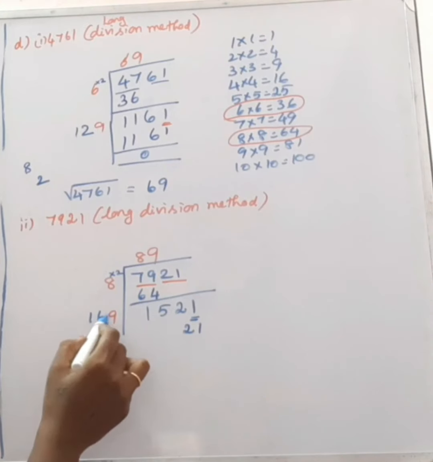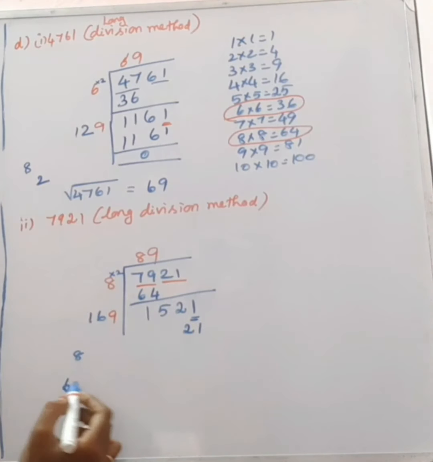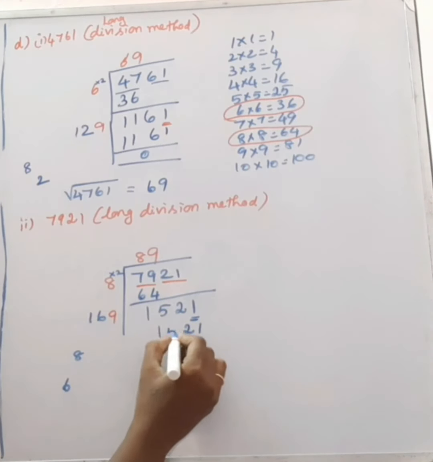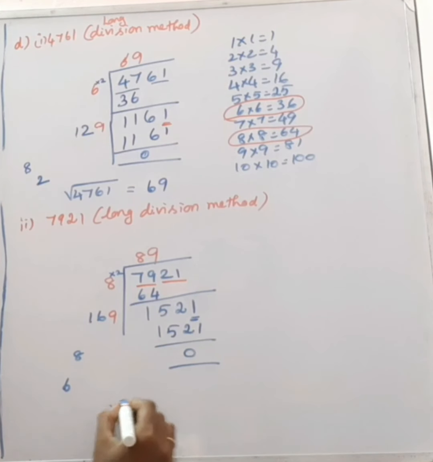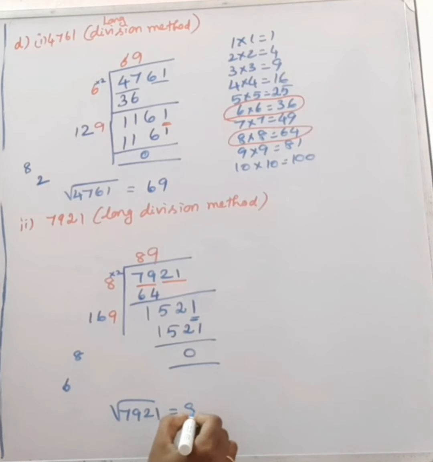9. 1 9 is 9. 9 plus 6, 15. So 1521. We get the answer as 0. So square root of 7921 is equal to 89. Okay, this is the answer for this one.